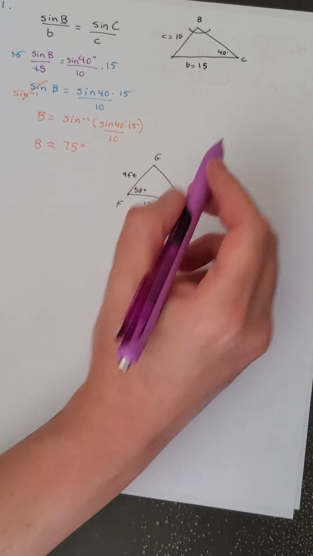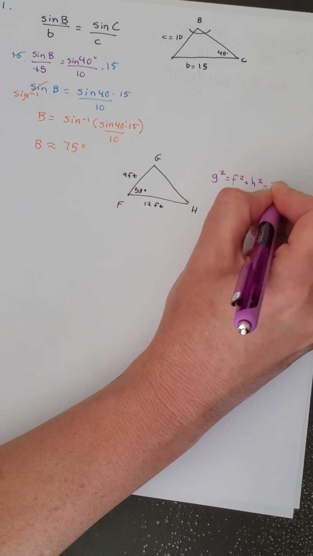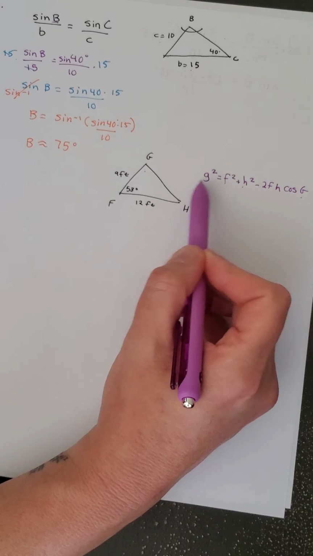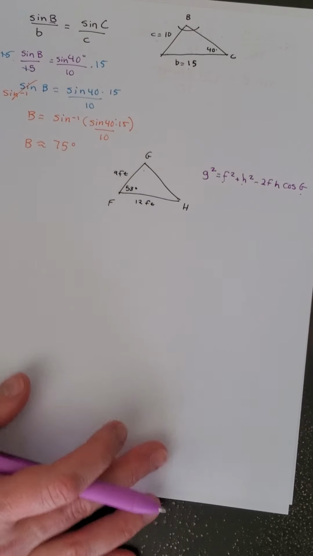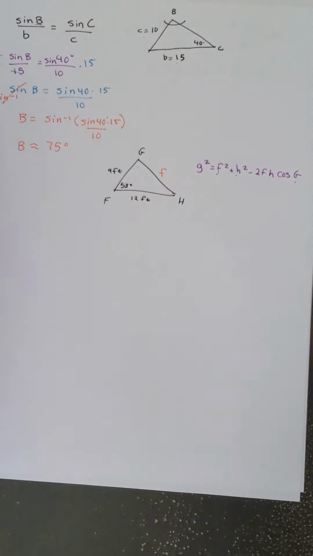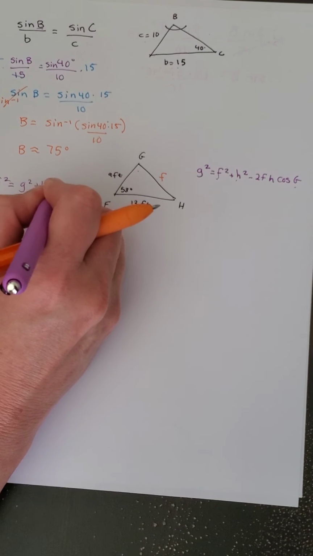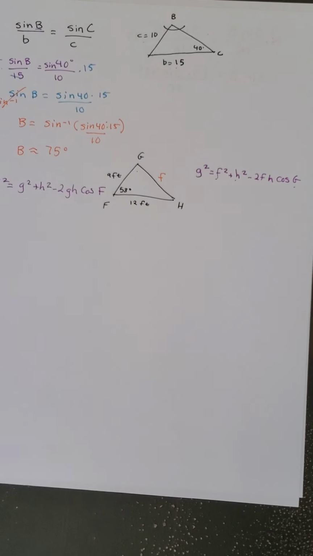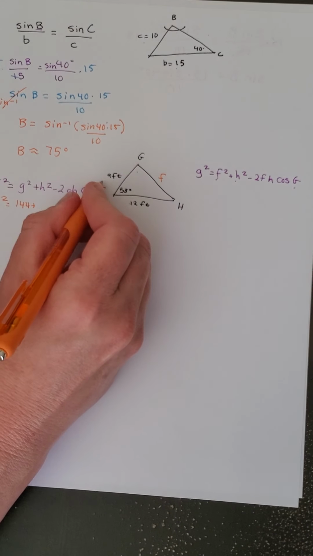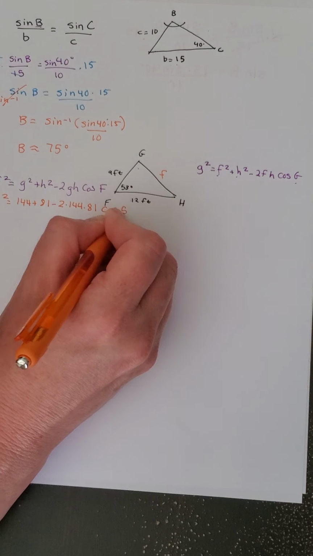If I try to use law of cosines here, it would be G squared equals F squared plus H squared minus 2FH times cosine G. I don't know cosine G, and I also don't know F. So instead, I'm going to use law of cosines to find this side, F. That gives me F squared equals G squared plus H squared minus 2GH cosine F. So F squared equals G squared, which is 12, so 144, plus H squared, which is 9, so that'd be 81, minus 2 times 144 times 81, and then cosine 53 degrees.